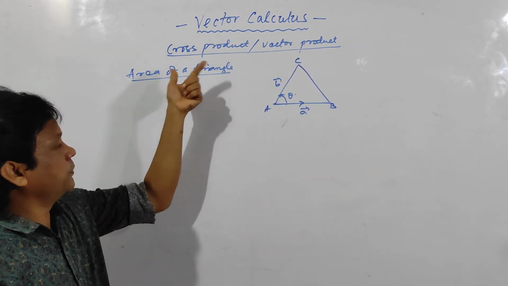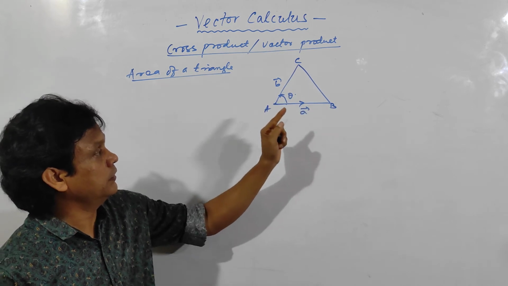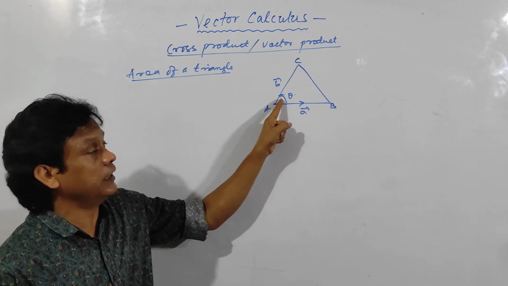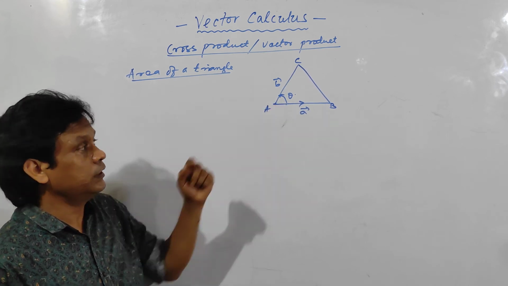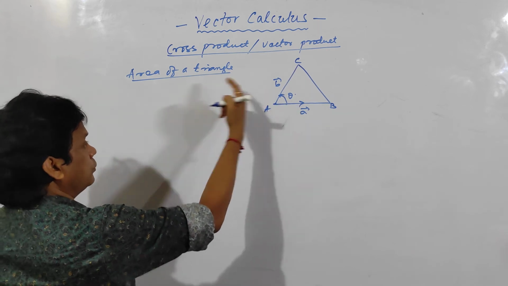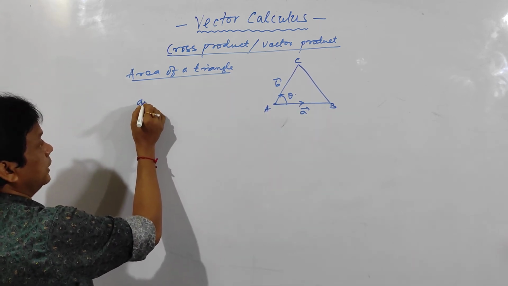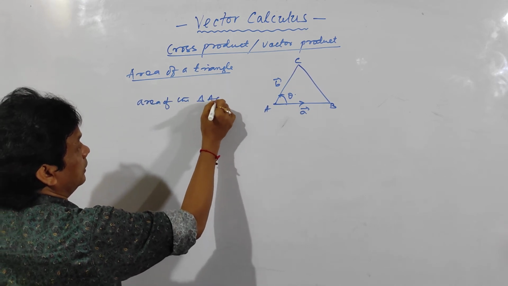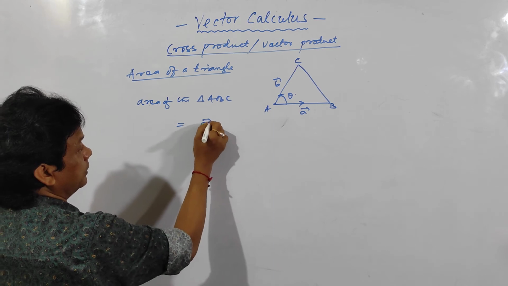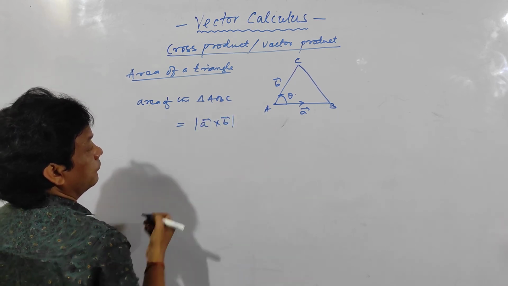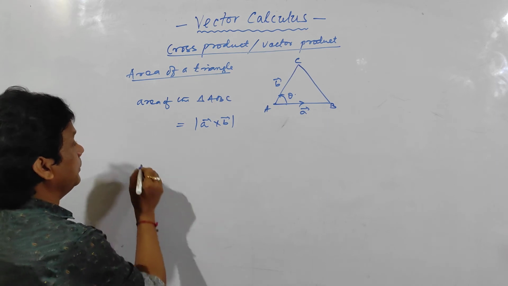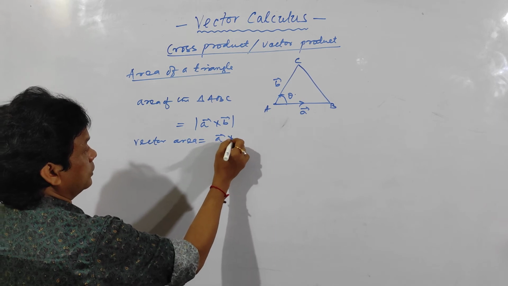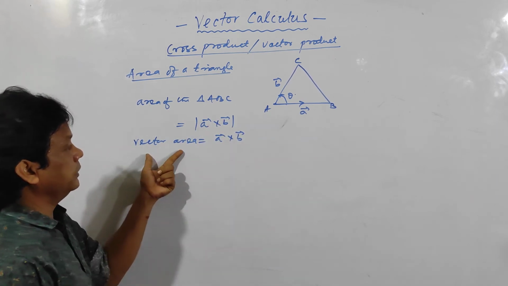So what is the geometrical meaning of the cross product? This is a triangle ABC, and this is vector A and this is vector B, and the angle between vector A and vector B is theta. You should always measure the angle in the anticlockwise direction. Clear? And the direction should be maintained. So the area of the parallelogram is equal to the mod of A cross B. This is the area, and the vector area is equal to A vector cross B vector. Simply remove the mod, and it is the vector area.